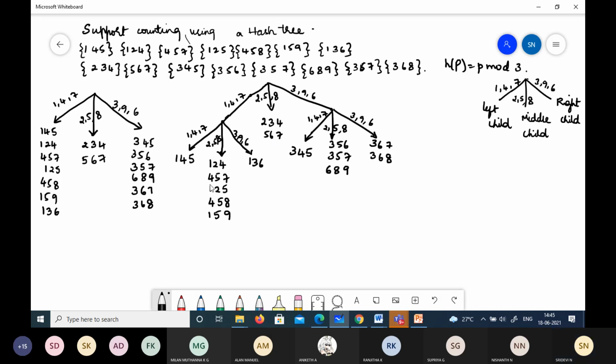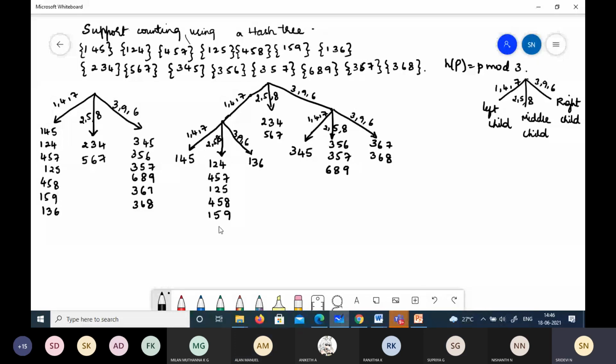Now, for this, do we need to further branch it? Do we need to further branch this? Yes, ma'am. Why? Because it can contain only 3. Yeah, it should have only 3 item sets. So let's branch this again.